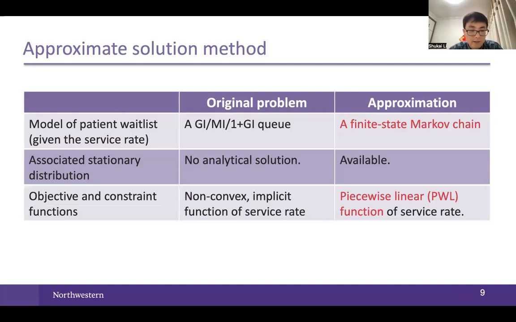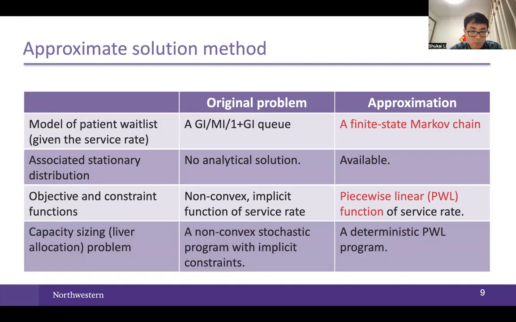Originally, the objective and constraint functions are stochastic, non-convex, and implicit functions of service rates. We approximate them with piecewise linear functions. In this way, the original liver allocation problem, which is a non-convex stochastic program with implicit constraints, is now approximately solved as a deterministic piecewise linear program.